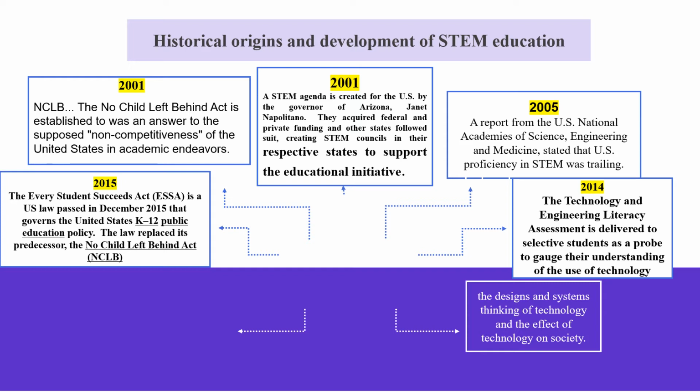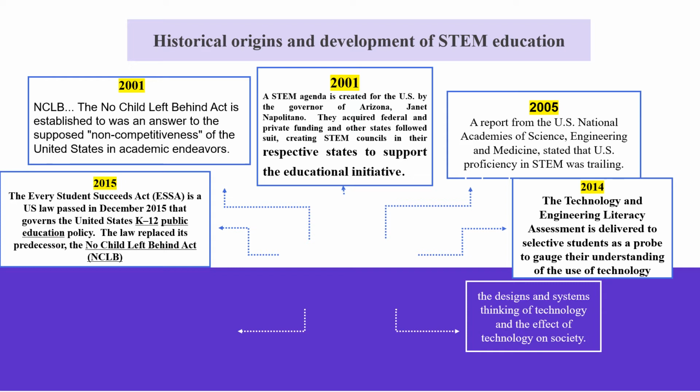So the impact of STEM education is that students have succeeded in their life and in their high schools. The Every Student Succeeds Act, ESSA, is a U.S. law passed in December 2015 that governs K to 12, all the basic levels of public education policy, and the law replaced its procedures based on the No Child Left Behind Act.